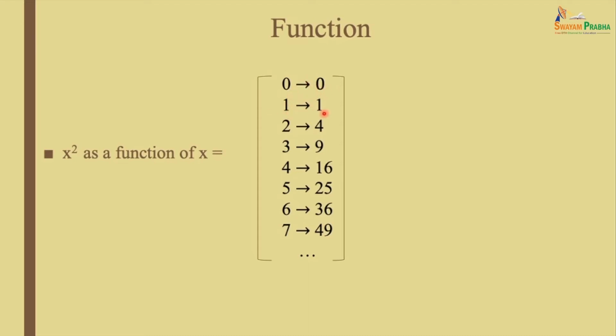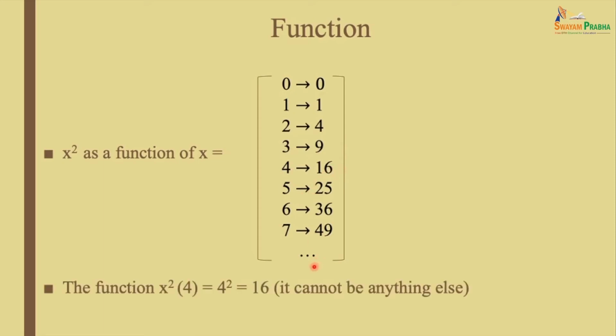It takes 1 and returns 1 because 1 square is 1. It takes 2 and returns 4. Takes 3, returns 9. So what it takes is the argument. What it returns is the value. And then it takes 4 and returns 16 and so on.